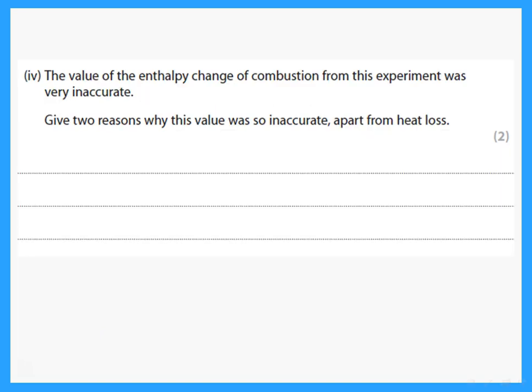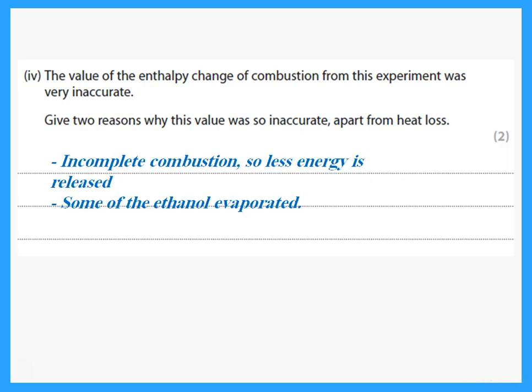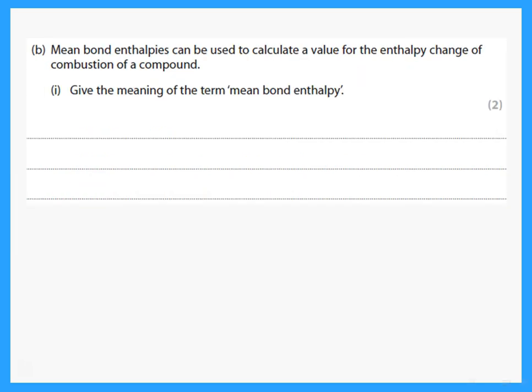The value of the enthalpy change of combustion from this experiment was very inaccurate. Give two reasons why this value was inaccurate, and you should remember that we usually say incomplete combustion, so less energy is released, and some of the ethanol evaporated.